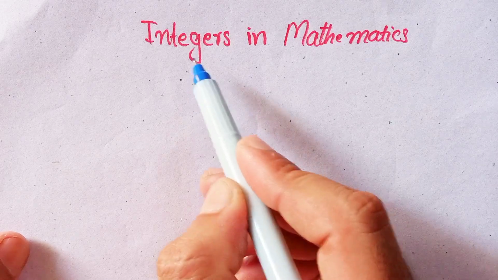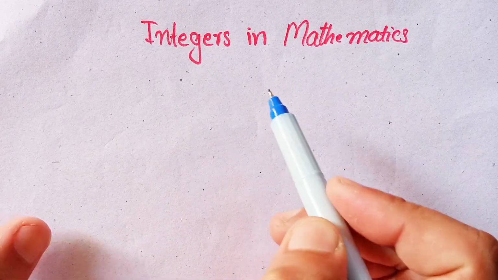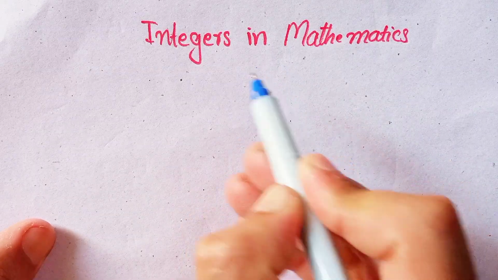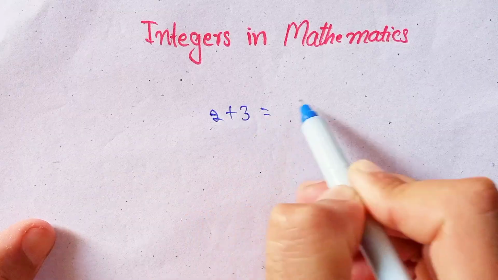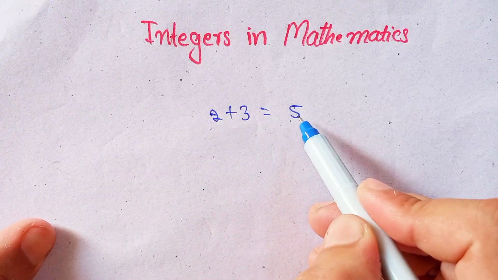Hi guys, in this video I'm going to show you what integers are in mathematics. We will start from the whole numbers. What if I add two whole numbers? It will result in a whole number. For example, 2 plus 3 equals 5. So 2 and 3 are whole numbers and 5 is also a whole number.